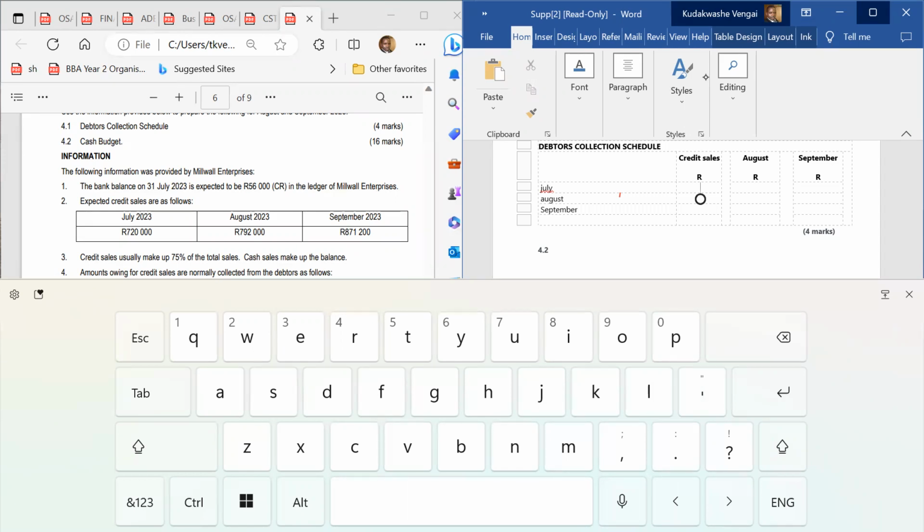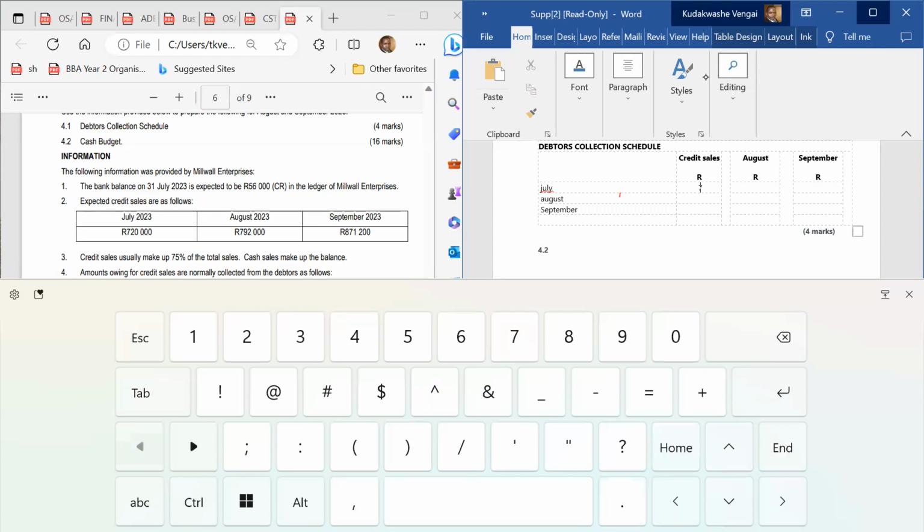Some questions will give you the total sales. Some questions will give you the cash sales. Please make sure you read correctly. Because we're already given the credit sales, we don't need to hassle. We can just say 720 for July, for August 792,123, and for September 871,200. So those are our credit sales.